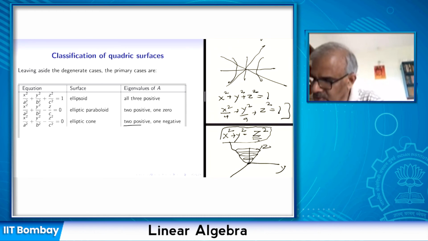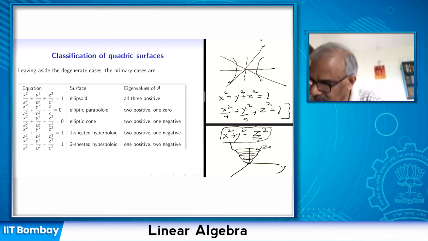When two eigenvalues are positive and one is negative, we will get an elliptic cone. This is the equation of an elliptic cone. When two are positive and one is negative, then we get a hyperboloid of one sheet, one sheet corresponding to one negative eigenvalue. When two eigenvalues are negative and one is positive, I get a two-sheeted hyperboloid.